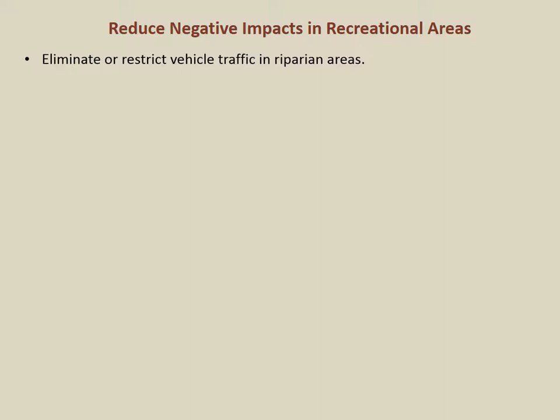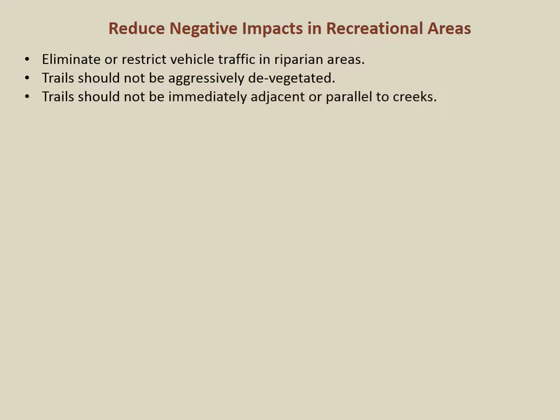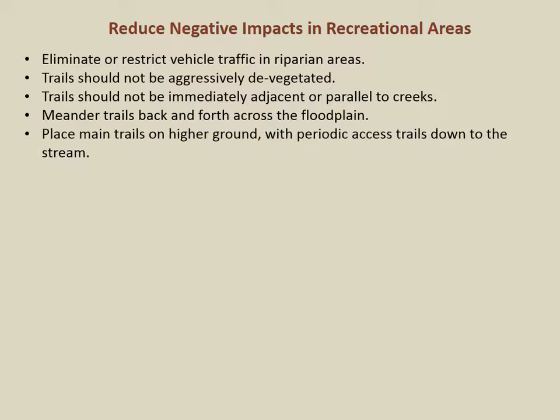Eliminate or restrict vehicle traffic in riparian areas. Trails should not be aggressively devegetated. Trails should not be immediately adjacent or parallel to creeks. Meander trails back and forth across the floodplain. Place main trails on higher ground with periodic access trails down to a stream. Locate periodic access trails on inside bends with less stream energy.